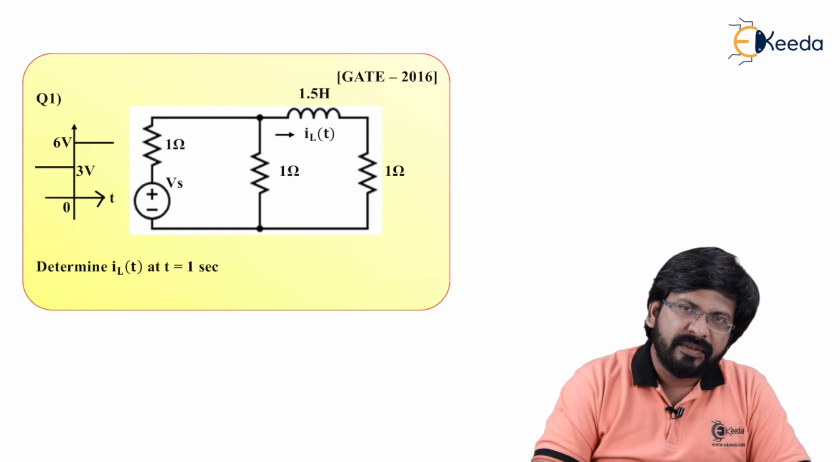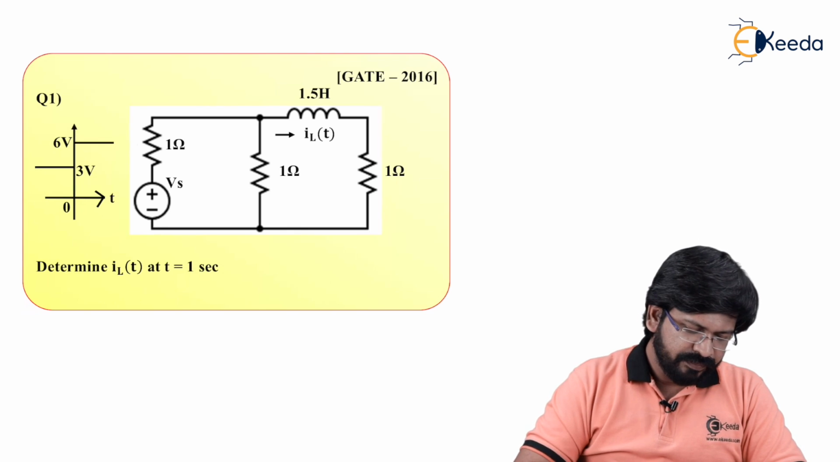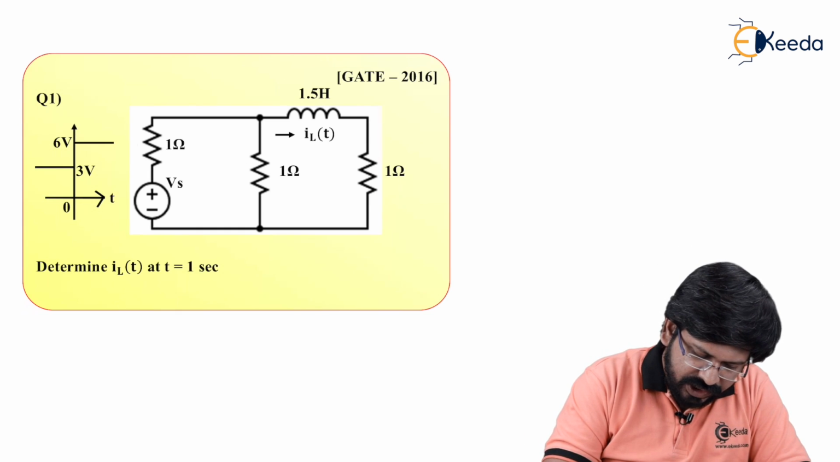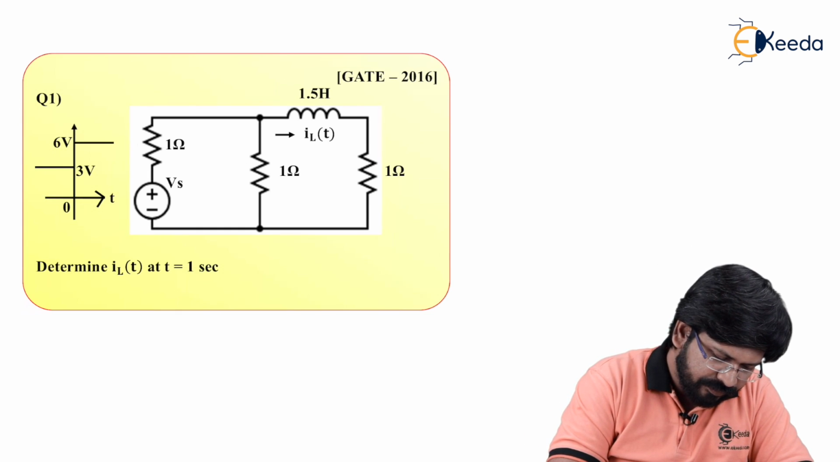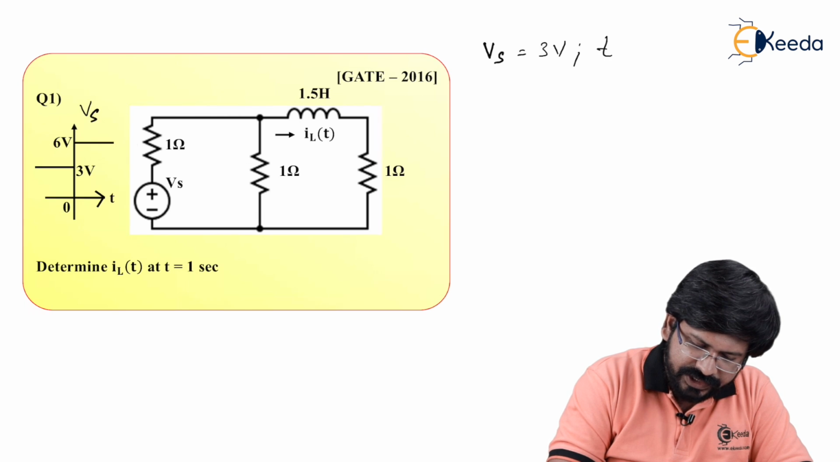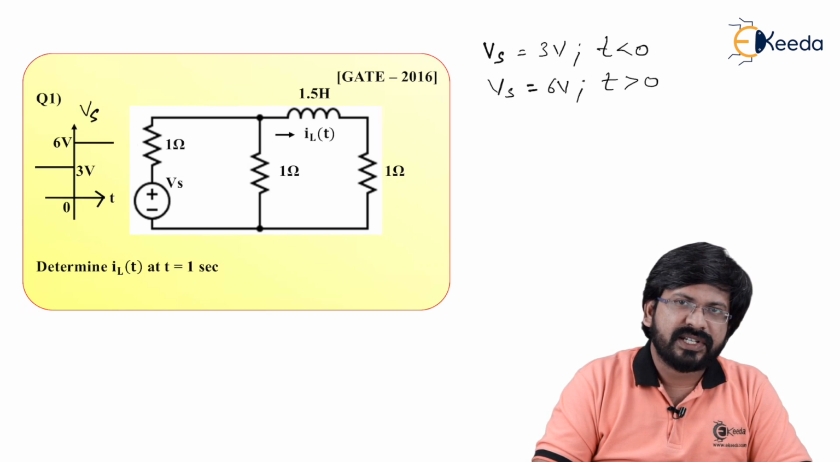See the supply voltage given. As you can see, your Vs supply is 3 volt before t less than 0 and for t greater than 0 it is 6 volt. So I can just note it down. This Vs supply with respect to time it is given. So Vs is simply 3 volt for t less than 0 and Vs is 6 volt for t greater than 0. It means even in this problem, like previous problems you must have seen, there was no switch, right? But still your supply will act as if a switch here.